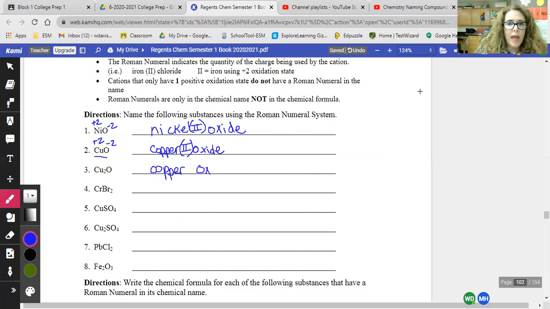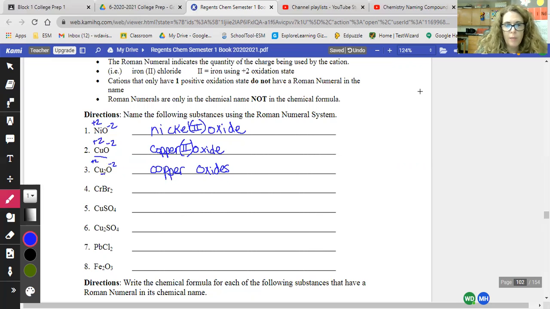So the reason why we have these Roman numerals is because we cannot have two things have the same name. Every formula has to have its own unique name. So now I have a negative 2 for this oxygen. So since this oxygen's negative 2, this side of the molecule over here has to total up to positive 2.